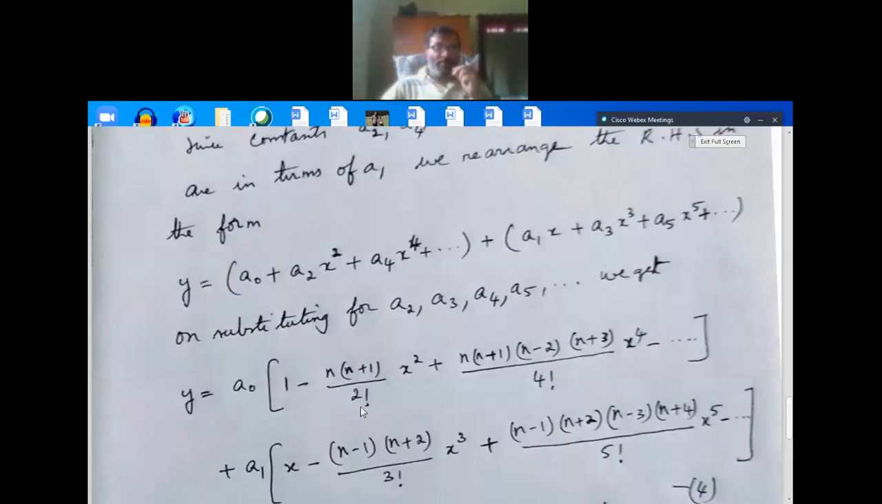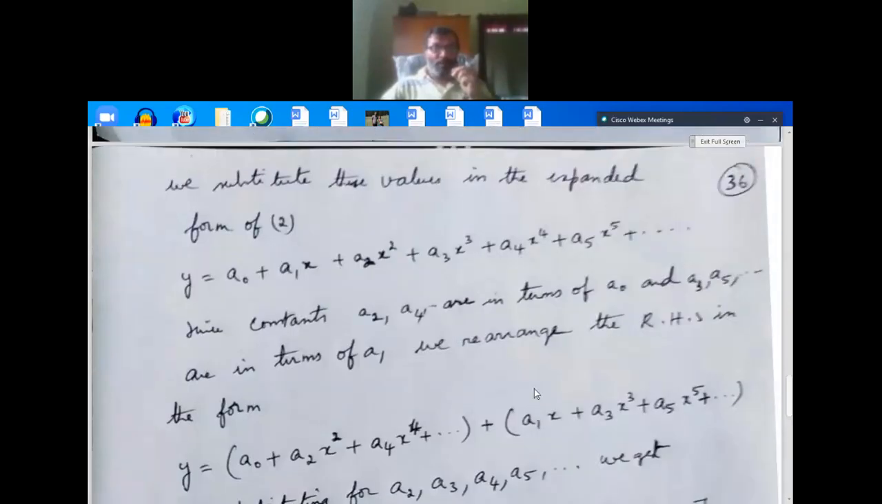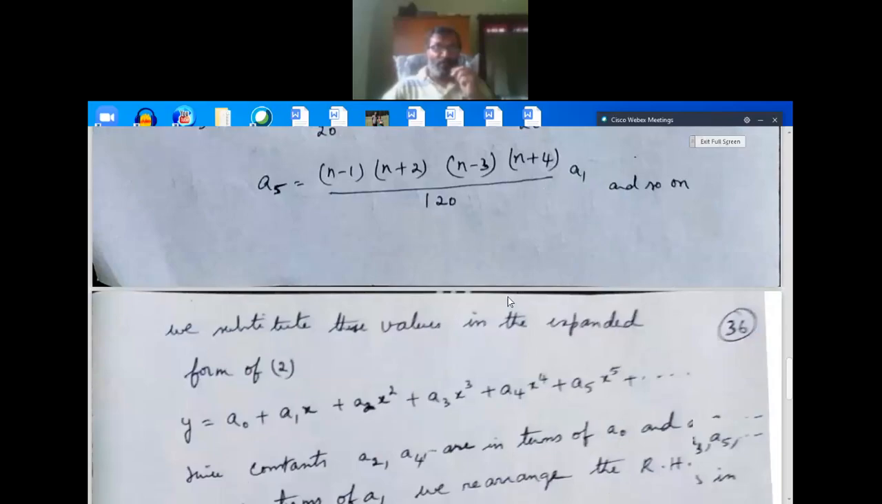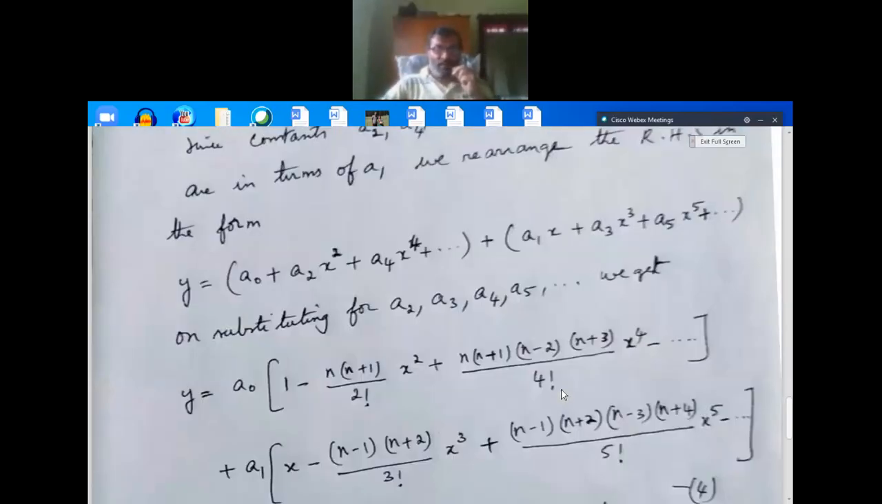Then comes a4 x to the power 4, where the a4 value is n into (n plus 1) into (n minus 2) into (n plus 3) by 24 into a0. But 24 is nothing but 4 factorial: 4 into 3 is 12, 12 into 2 is 24. Like that it goes on. We did not write everything in this.